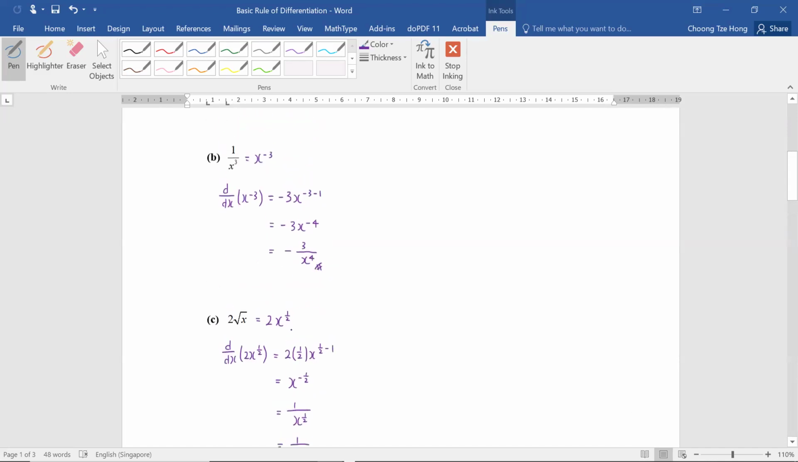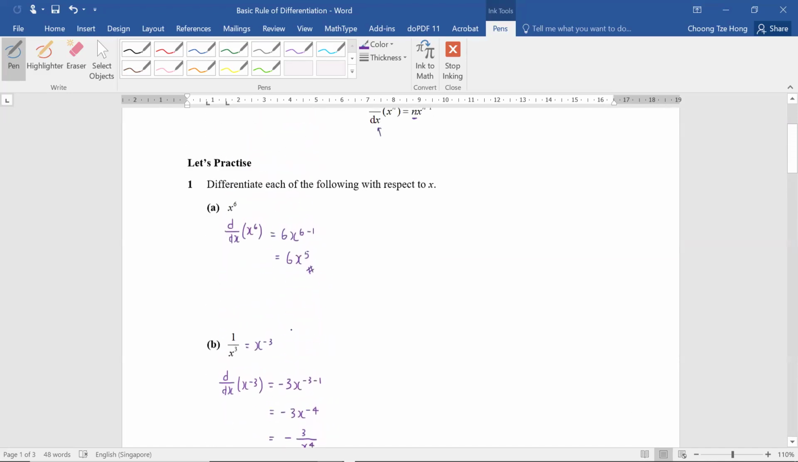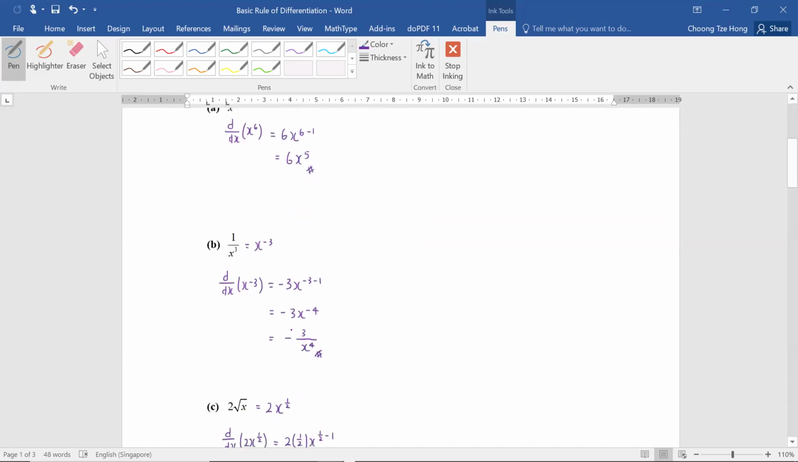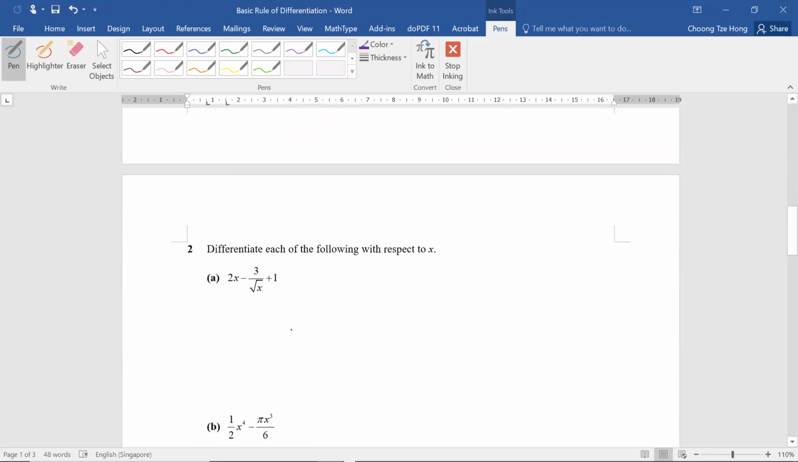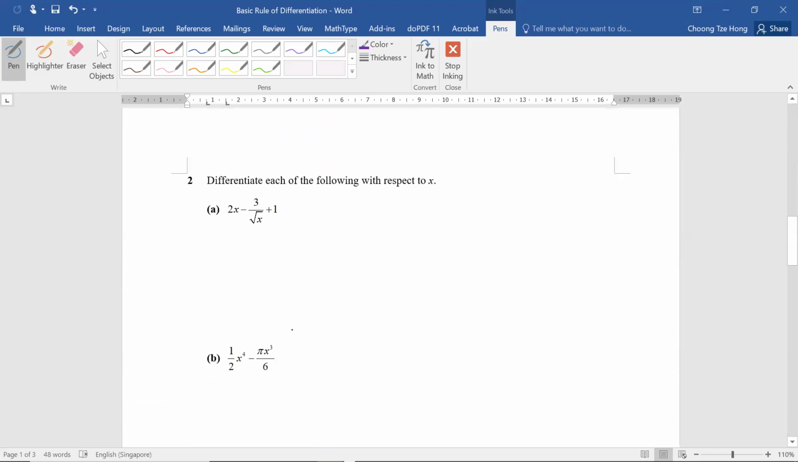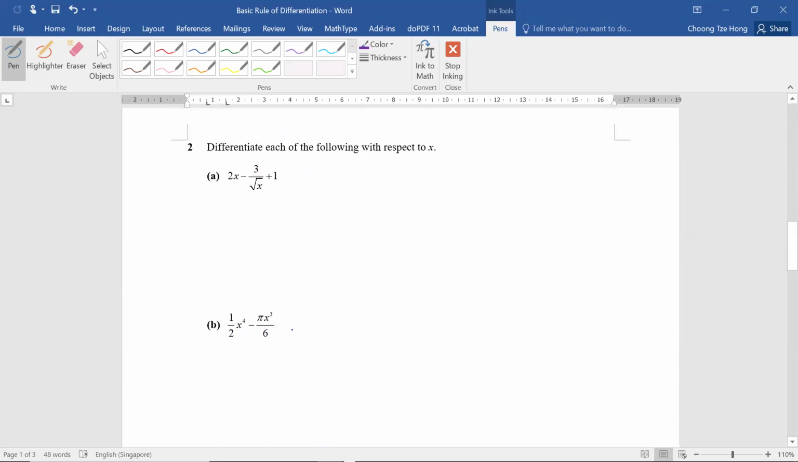So just 3 questions to practice differentiating the basic function. Let's now move on to slightly more complicated questions. The only thing different between question 1 and 2 is that for question 2, there's more than one term to differentiate for each question.